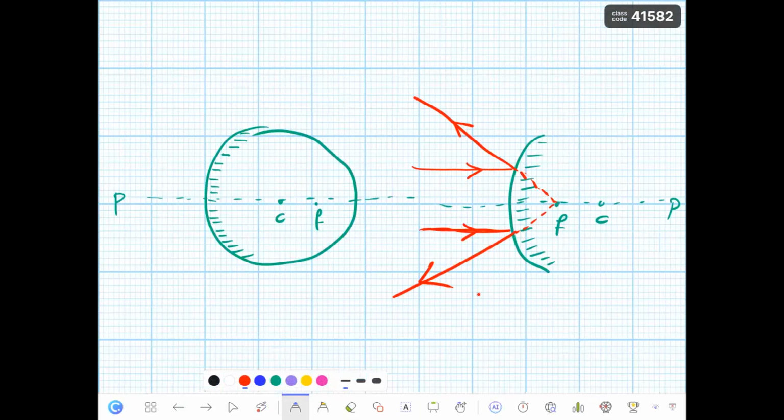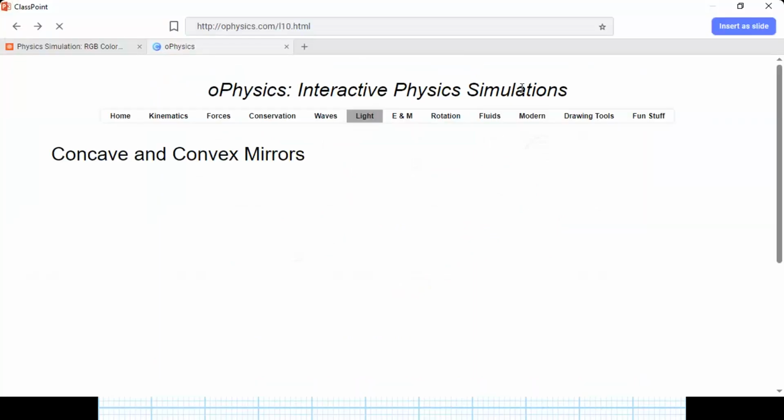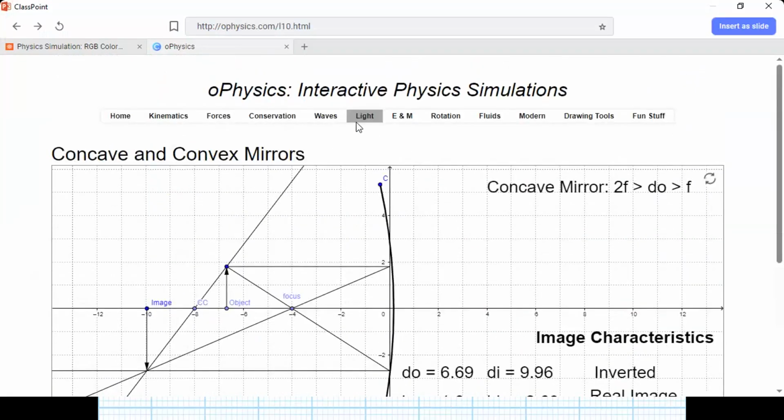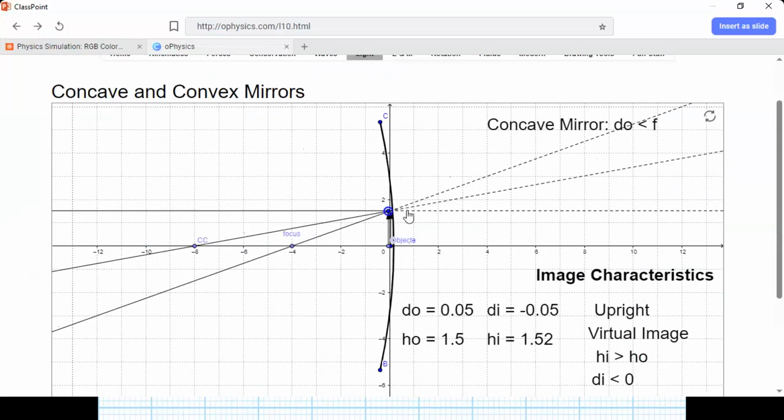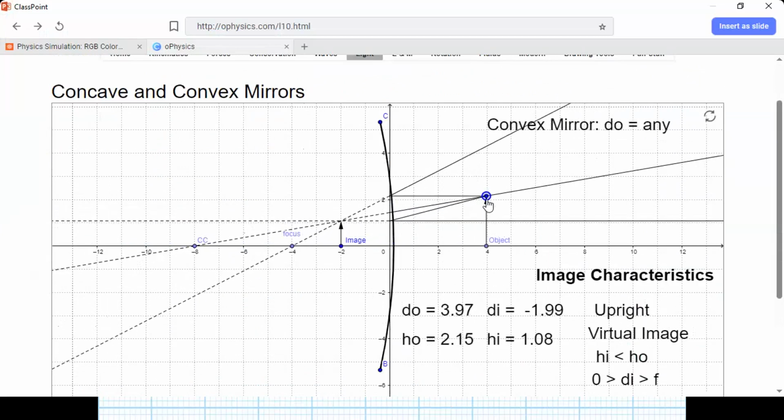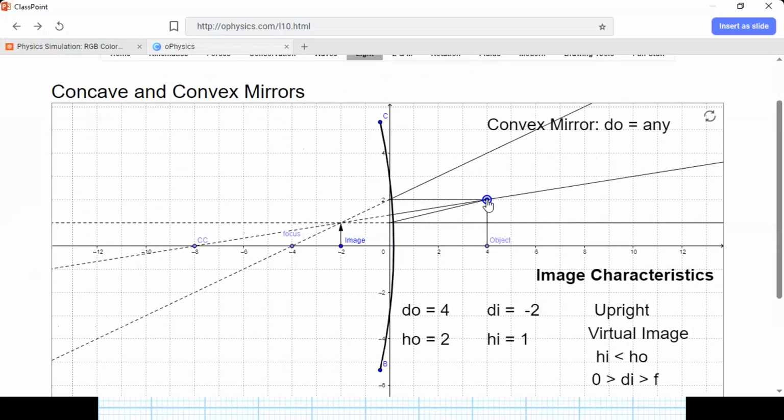Okay? So I will show you the other rules here. If you are again using this website, if you just move this object and put it in front of the mirror, the mirror changed from concave to convex, okay? This is a simulation. And it makes sense, because the outward is the mirror.